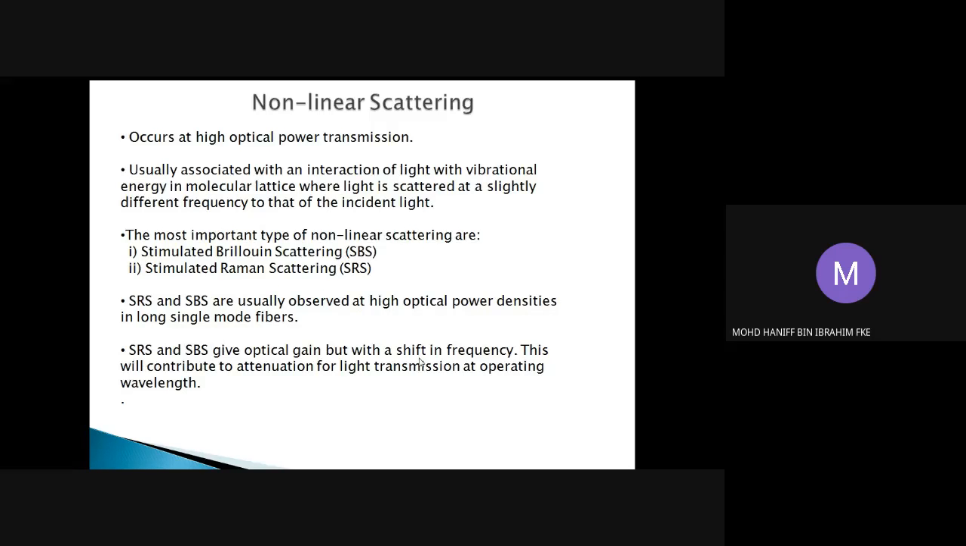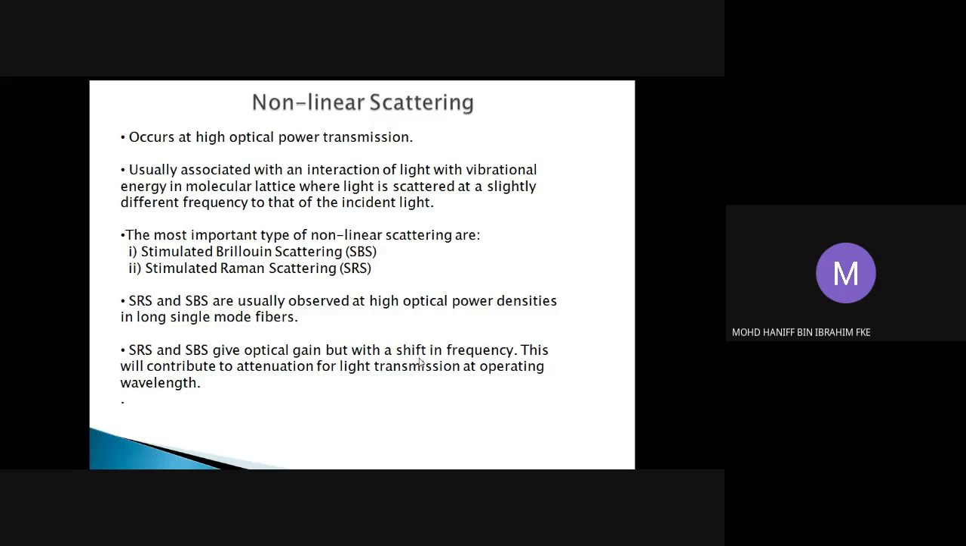So for the nonlinear scattering, basically it occurs at high optical power transmission, normally for laser based applications in which we are using laser as a power source or optical source. So the nonlinear scattering will be dominant. And fundamentally, it is associated with the interaction of light with a vibrational energy of a molecule structure.